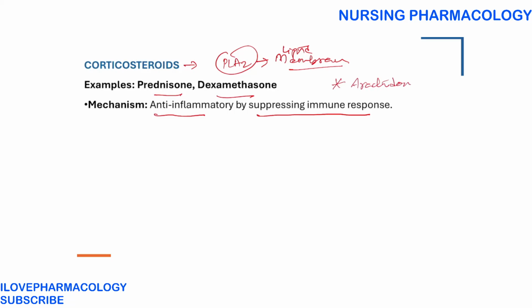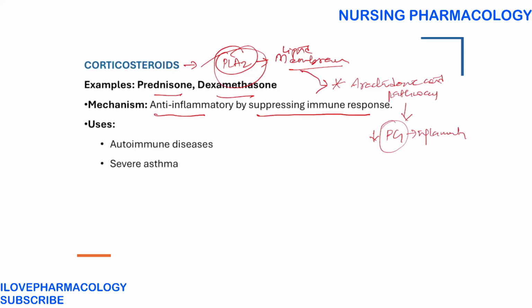arachidonic acid pathway. So once the arachidonic acid pathway is inhibited, what will happen? There won't be synthesis, or there is a decrease, of prostaglandin. Prostaglandin, as you know, is the inflammatory agent. So this corticosteroid, by inhibiting phospholipase A2 activity, will inhibit the conversion of lipid membrane into arachidonic acid. So basically it is used to treat autoimmune conditions like rheumatoid arthritis, etc.